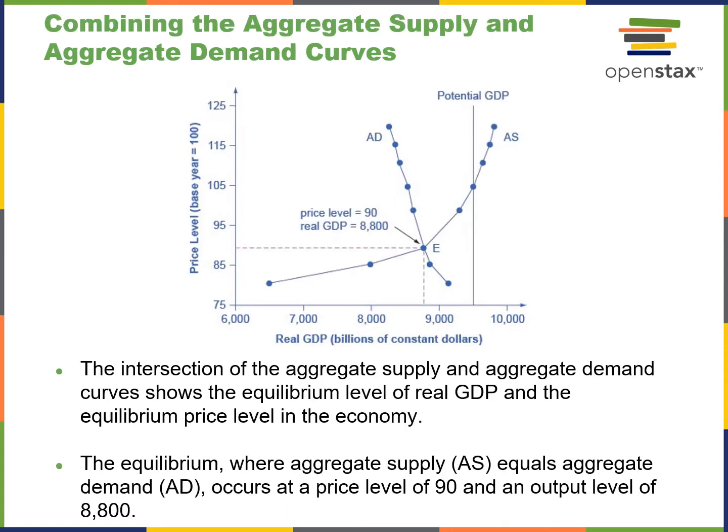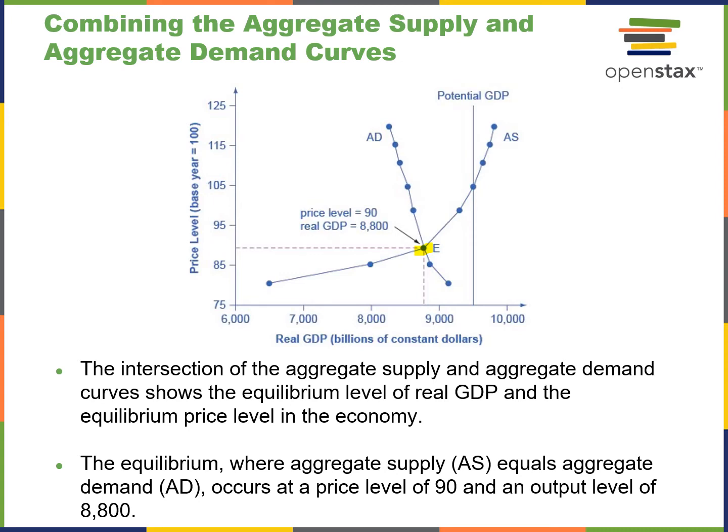When you combine aggregate supply and demand curves, what you get is a picture where they actually intersect, and so there is such a thing as an equilibrium, and that equilibrium happens at the price level of 90, at the output level of 8,800. So that would be right here. So it behaves as a supply and demand curve in most other circumstances, we're just talking about the aggregates.